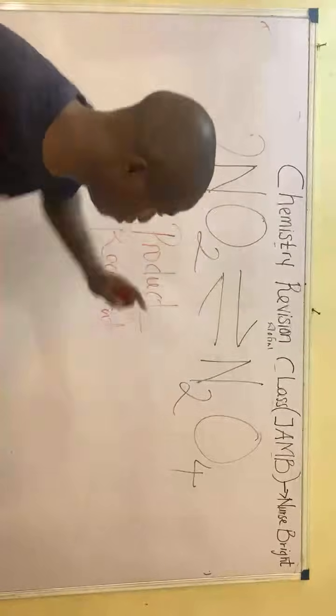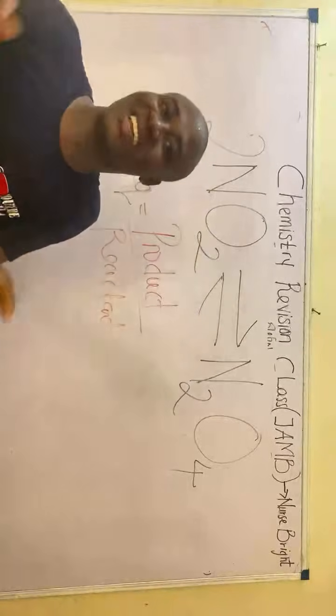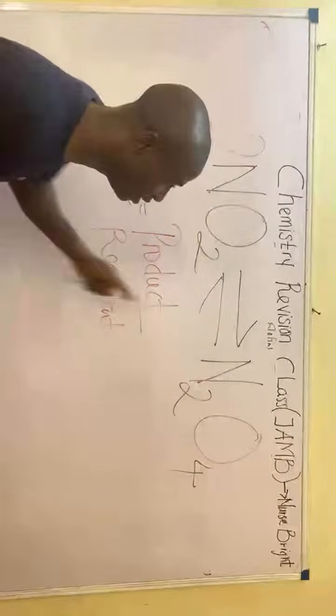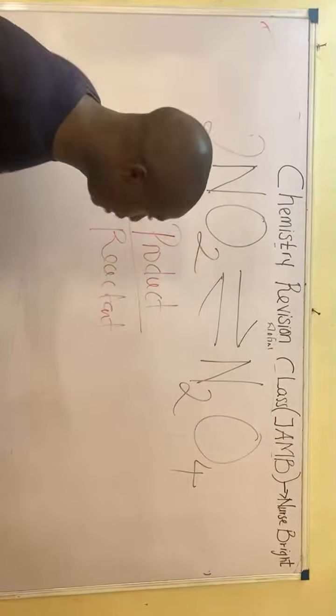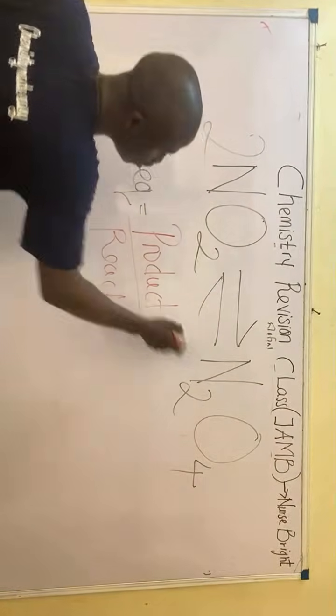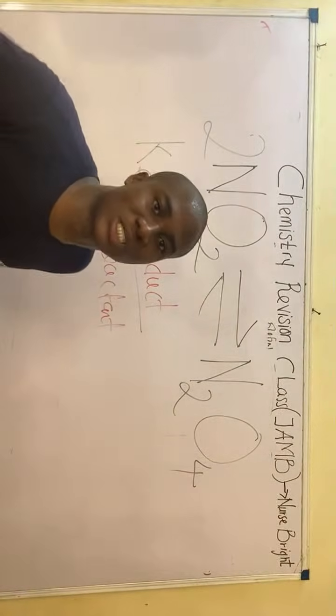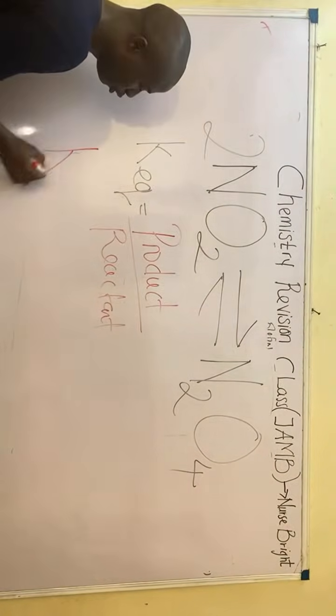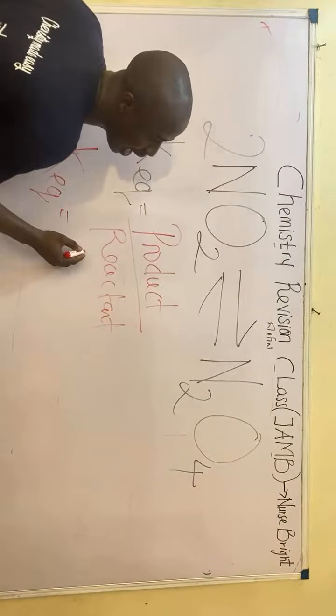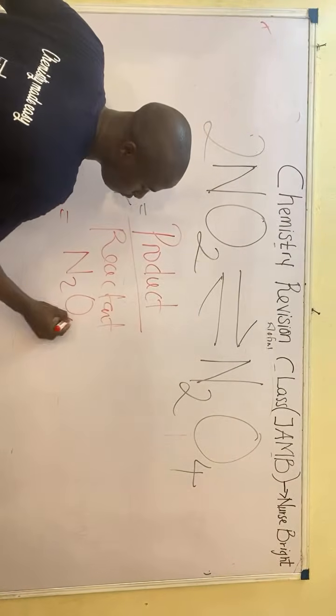But in biology, you stand anatomically like this. So in normal physical science, physics, chemistry, this is my right, this is my left. Okay? So then, what is my product? It's N2O4. I'm writing the equilibrium constant expression, so it is product over reactant. So what is my product? I'm having just N2O4.